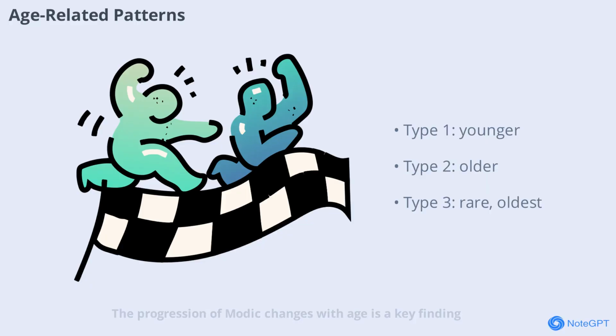The progression of Modic changes with age is a key finding. Younger patients tend to have Type 1, which may represent an earlier, more inflammatory stage. As patients age, Type 2 becomes more common, reflecting fatty replacement of bone marrow. Type 3, involving bone sclerosis, is rare and seen mostly in the oldest patients.